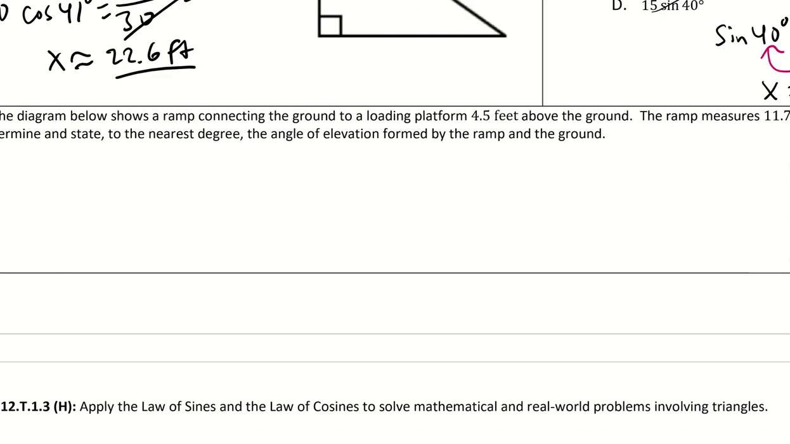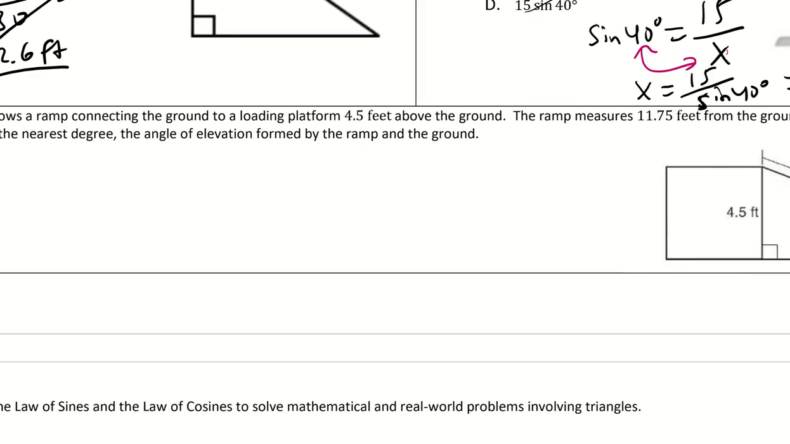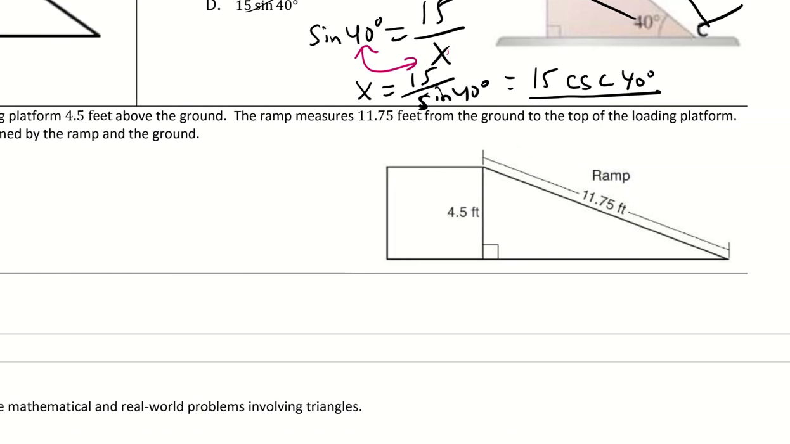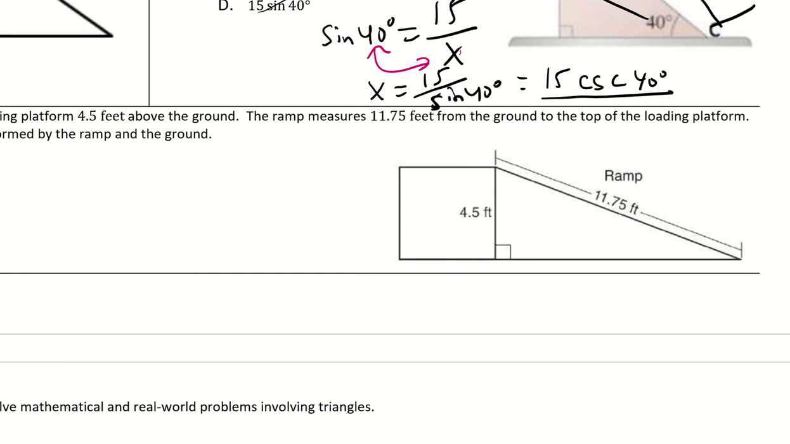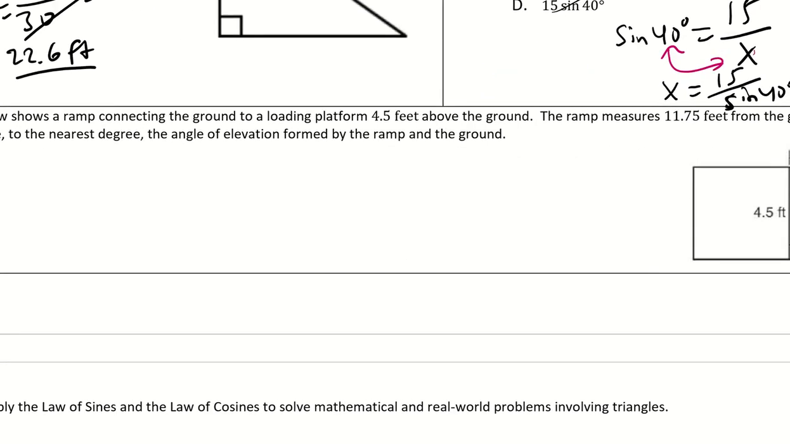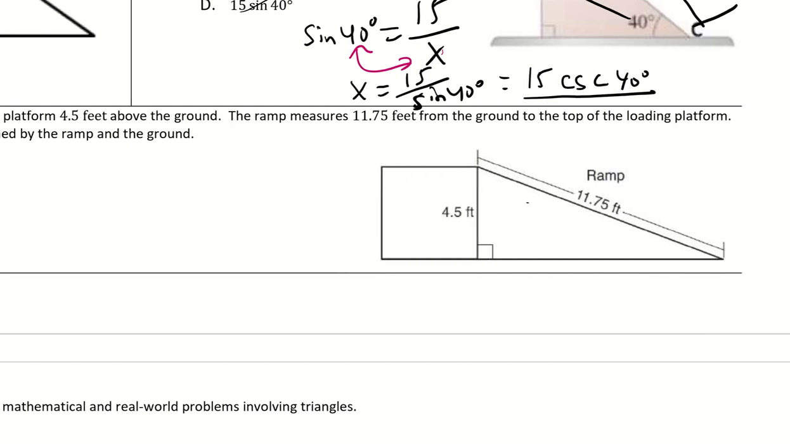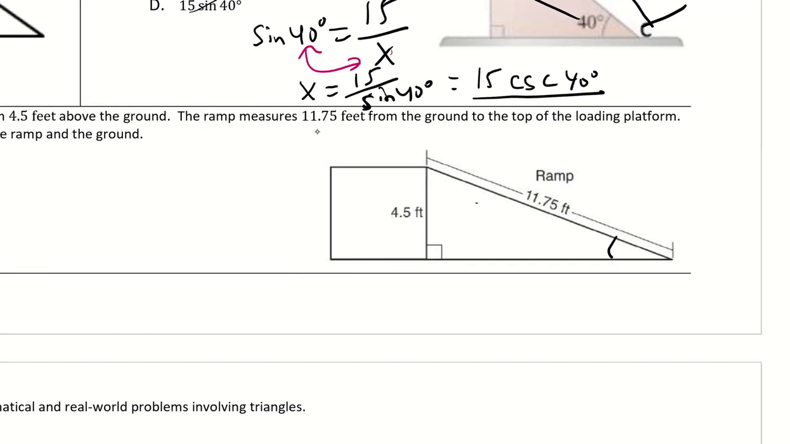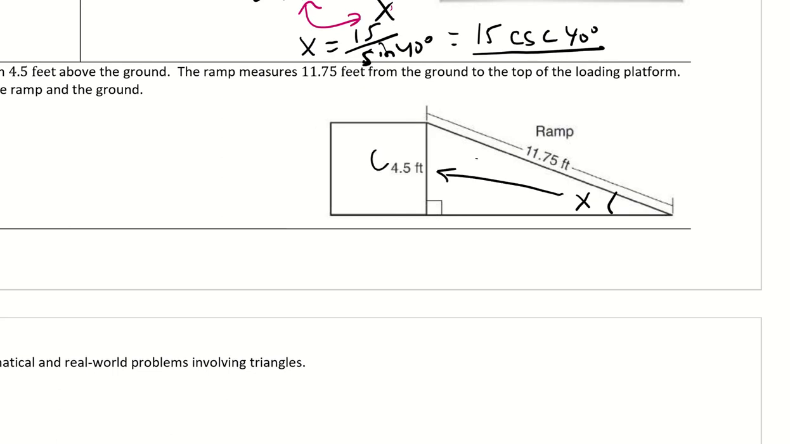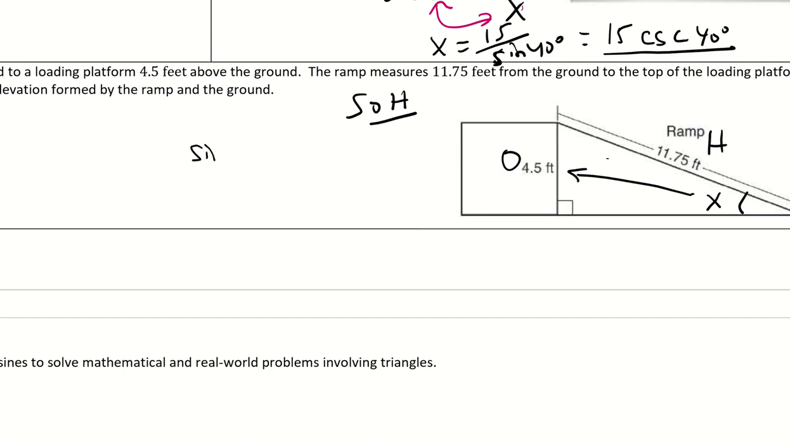All right, so number 6, the diagram below shows a ramp connecting the ground to a loading platform 4.5 feet above the ground, and then they give you the length of the ramp. So they're looking for determine to the nearest degree the angle of elevation formed by the ramp and the ground. So we're trying to figure out that angle. So we'll call that x. All right, so this is opposite. This is hypotenuse. So that's a sine, SOHCAHTOA. So that's going to be sine of x is equal to opposite over hypotenuse.